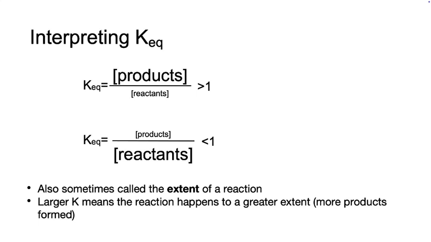And you can sometimes hear it referenced as the extent of the reaction. The larger the K value, the greater the extent the reaction happens, which is a fancy way of saying I get more products. The smaller the K value, the less products I get and the more reactants. That sounds a little bit weird, because I would argue I'm not getting more reactants, I'm just not making products. Kind of, sort of?